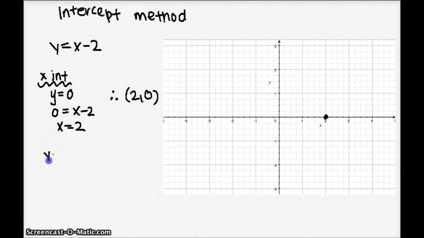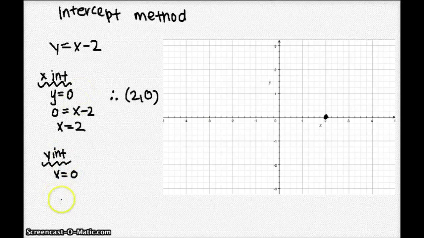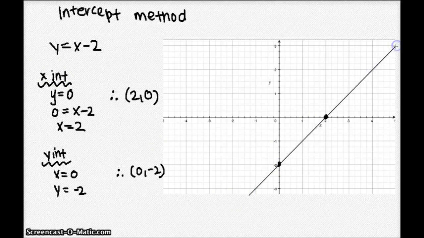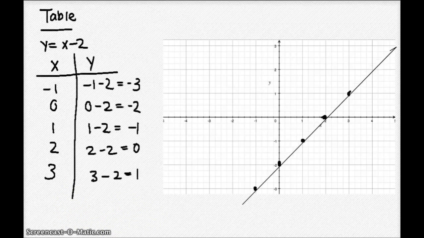Then we're going to find the y-intercept. For the y-intercept, x is 0. Just going to plug that into the equation. Then we get 0, -2. And we're just going to plot that too. Now we have these 2 points, and we can connect them with a line. There we go. So this is the graph of this equation, and it's the same as the one before, as you can see.